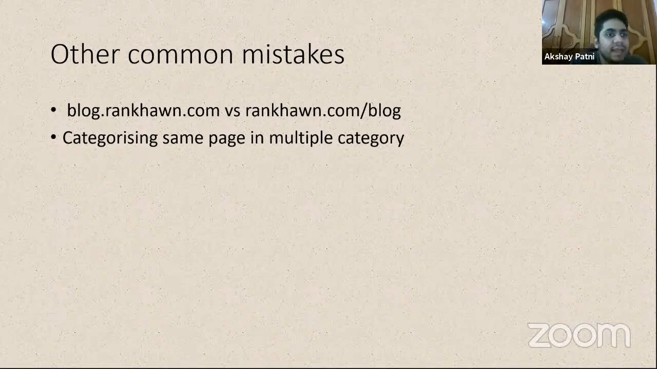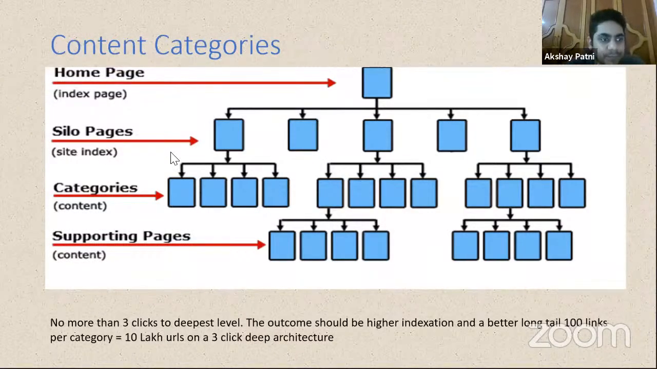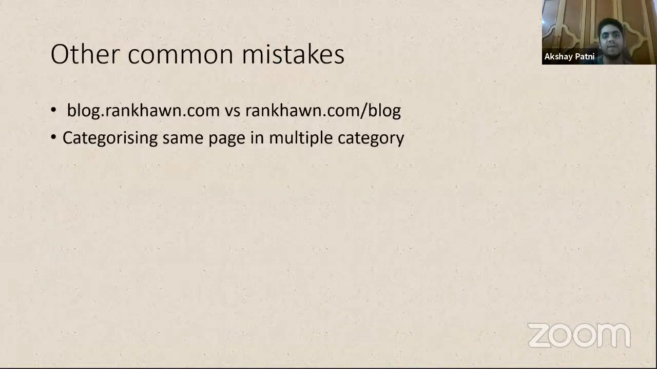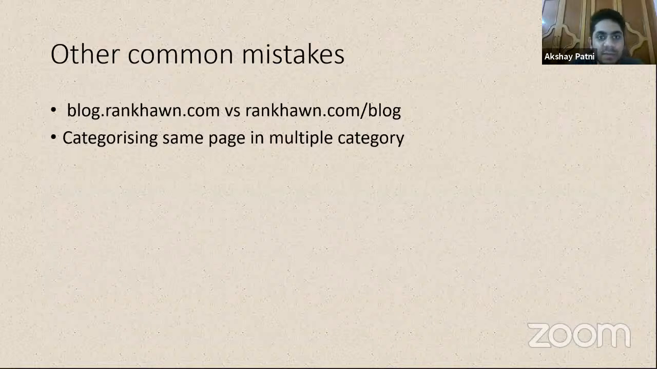The next thing is to avoid categorizing the same page in multiple categories. For example, let's say you have a gym page which is linked from Mumbai/gym and also Bangalore/gym. You can have these two pages, Mumbai/gym and Bangalore/gym, but the content should be completely different for them. It should not be the same. If it is, it is going to be considered duplicate content, and you cannot have a categorization like that. These are the common mistakes which people make.